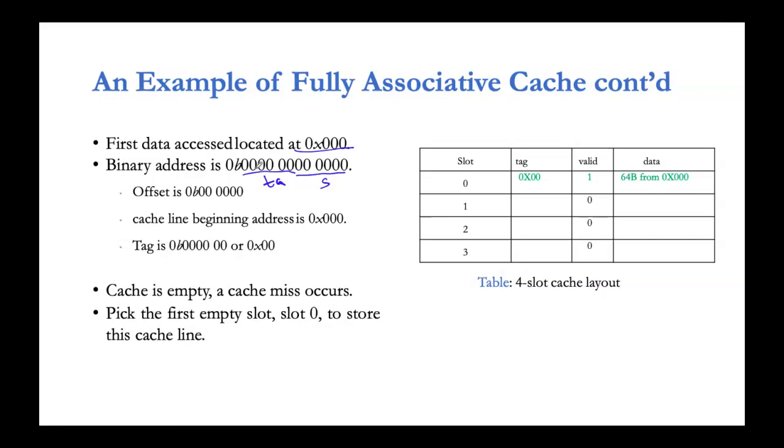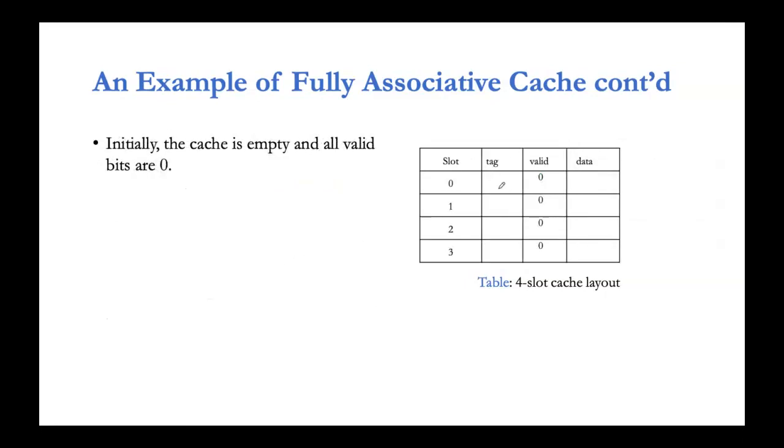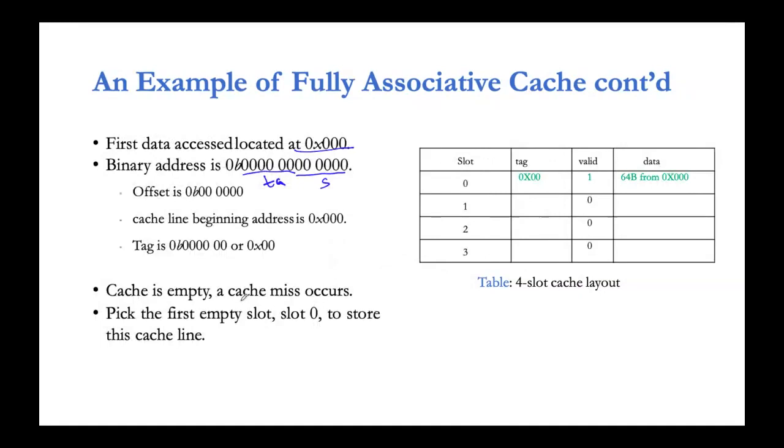Then what happens? It first searches the tags. This tag is given for comparison, but initially there are no tags, so nothing is there to compare. The cache is empty, so a cache miss occurs. Pick the first empty slot, following first come first serve. That is slot 0, to store the cache line of this address, with tag 000, which in hexadecimal is 00.